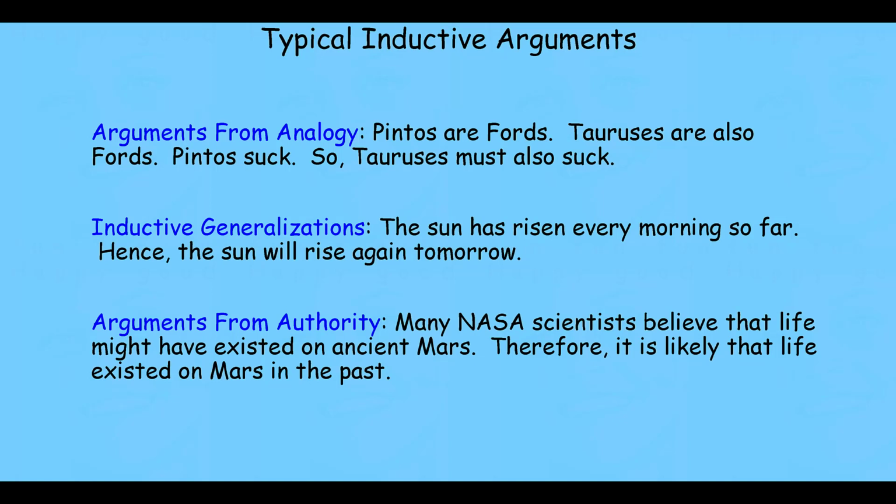Arguments from authority leverage the superior epistemic position of people who've devoted some degree of their life to studying some topic. They are more likely to know the truth about that topic than the average person. And so we'll leverage their authority in order to make an inference, which again isn't guaranteed, but is rendered much more likely on the basis of their authoritative pronouncements than it would be based on other people's pronouncements. So for instance, many NASA scientists believe that life might have existed on ancient Mars. Therefore, it's likely that life existed on Mars in the past.